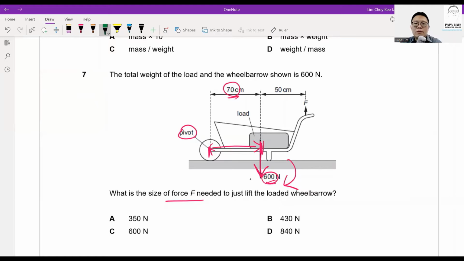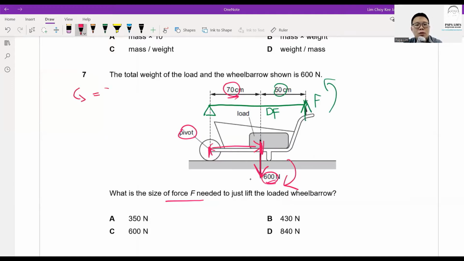For the force applied by the person to lift, you'll be here. This is the force I'm looking at. Remember, the point to take note is I'm given 50 cm, but this is not the perpendicular distance I want. Perpendicular distance is always measured from the pivot all the way to the force itself. So the perpendicular distance for this force is actually 70 plus 50 cm, and this will be an anti-clockwise moment. So once you have all the necessary moments, what you do is a standard approach.